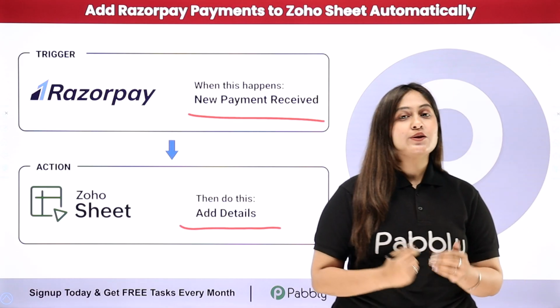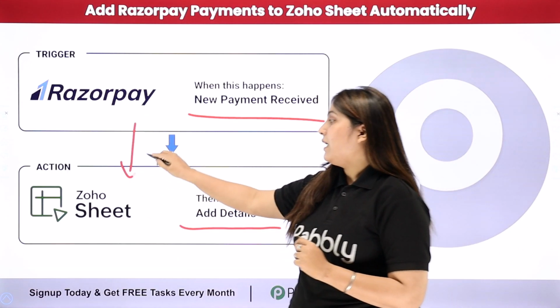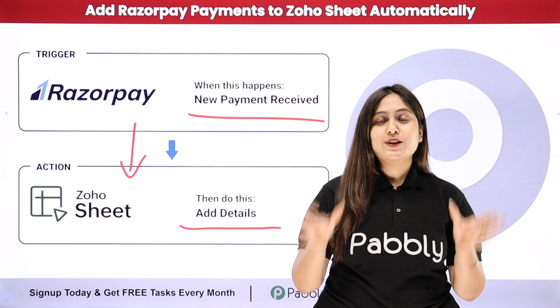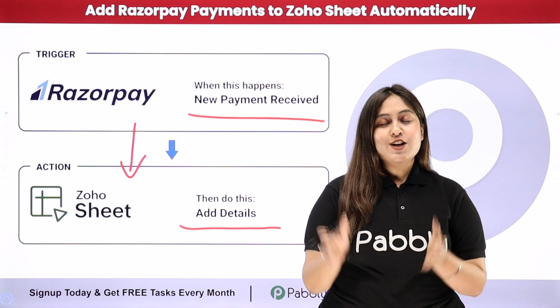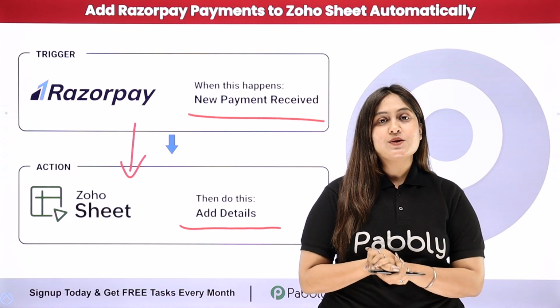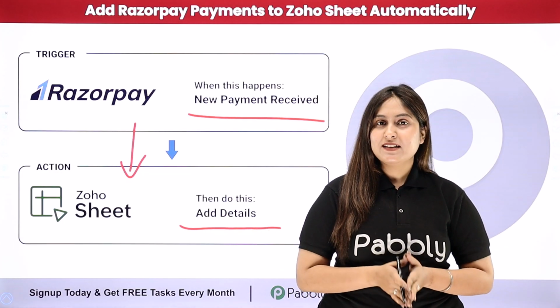Now, to automate the entire process, we are going to build a connection between our Razorpay and our Zoho Sheet account using an automation software named Pabbly Connect. To see the working of this automation and to learn this process step by step, let me take you to my screen.